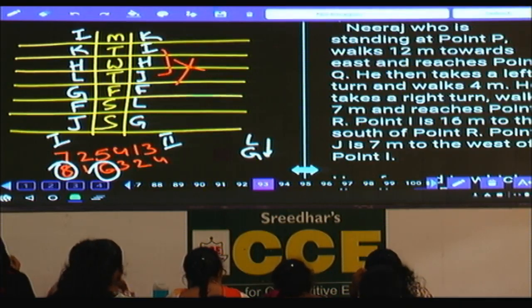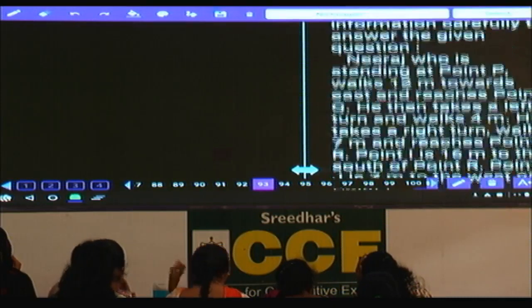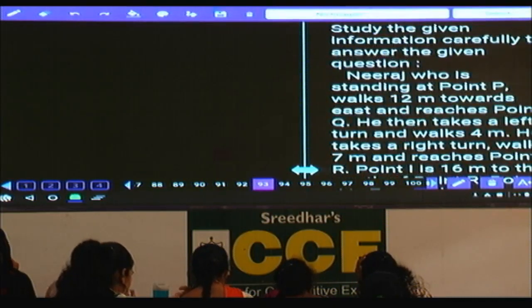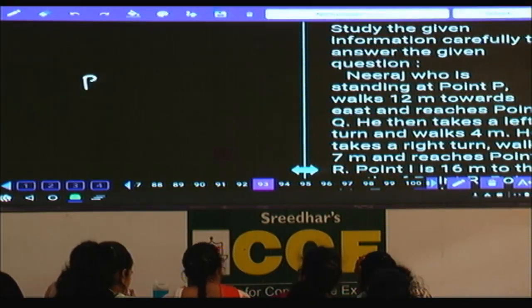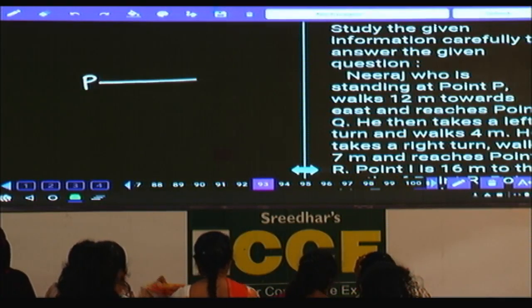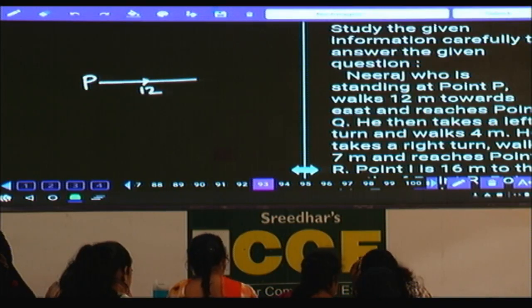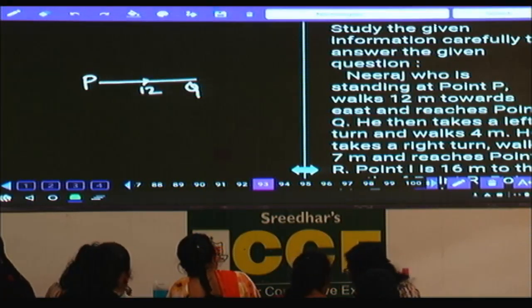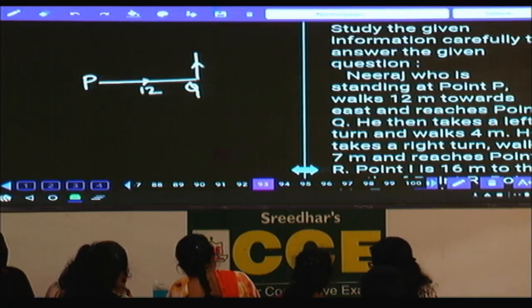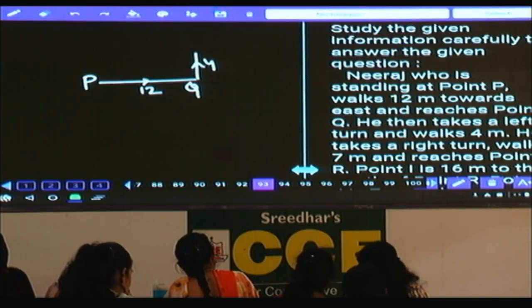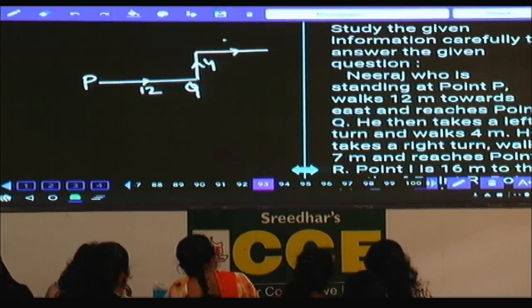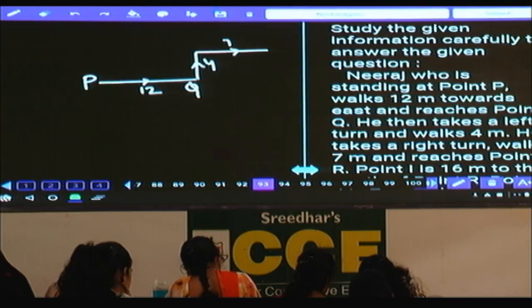93 to 94. Only 2 questions are given under this 93 and 94. Now in this 93, Neeraj is standing at point P. Now this is point P, walks 12 meters towards east and reaches point Q. From this point Q, he then takes a left and walks 4 meters. From here, left hand side, 4 meters. He then takes a right and walks 7 meters. From here, right hand side 7 meters, and reaches point R.